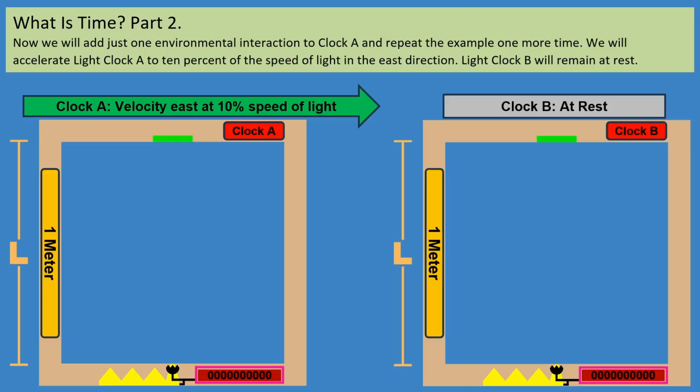Now we will add just one environmental interaction to clock A and repeat the example one more time. We will accelerate light clock A to 10% of the speed of light in the east direction. Light clock B will remain at rest.